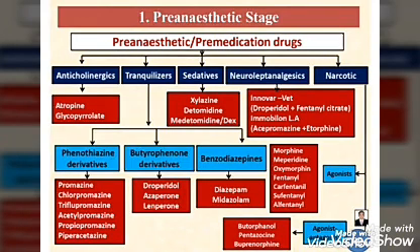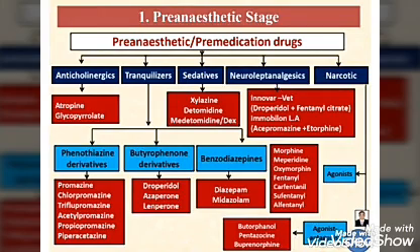Then xylazine and dexmedetomidine are sedative drugs. Triflupromazine, everybody knows about this drug. And acepromazine is also a newer drug, a phenothiazine derivative. This drug is generally not easily available in India, but it is most commonly available abroad, and it is the most commonly used pre-anesthetic drug in canine practice.